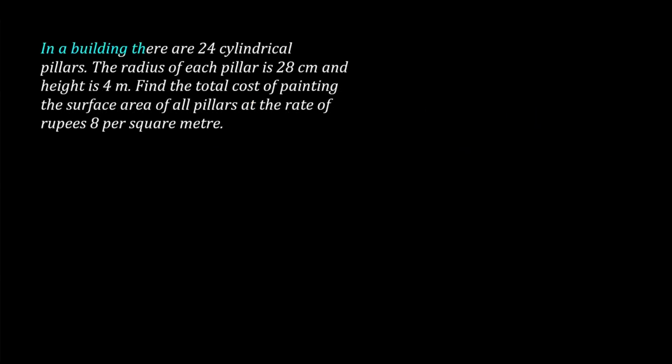In the next question, it says a building has 24 cylindrical pillars. The radius of each pillar is 28 centimeter and height 4 meter. So height is 4 meter, and the radius is in centimeter while the other is in meter. So we should write 0.28, which is in meter. And this should also be written in meter. You know that 1 meter is 100 centimeter.